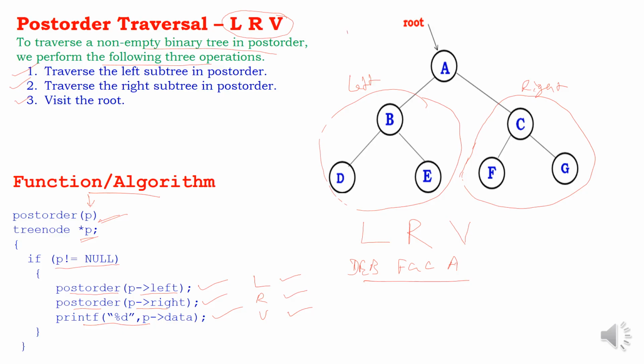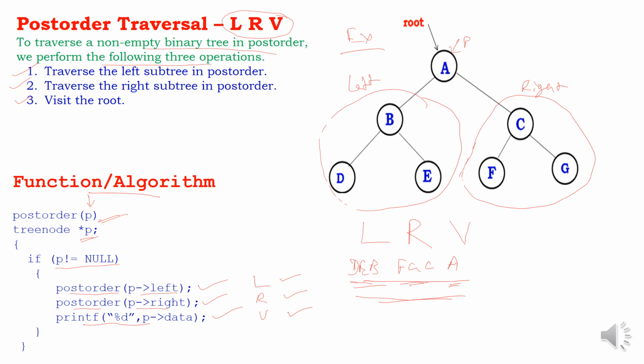This is the example where a binary tree is given. A is root node. Say this is P. P left: D, B is P left. P right: C, F, G is P right. Then traverse left subtree in post order: D, E, B. Traverse right subtree in post order: F, G, C. Then visit root node A. So in this way we can perform post order traversal.